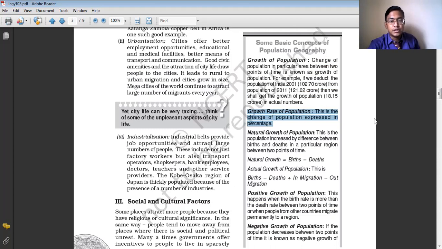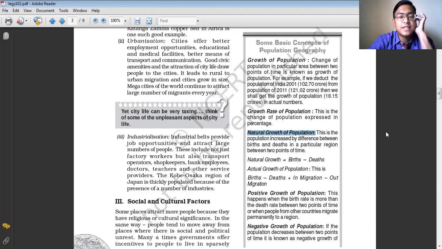Now another question which comes to our mind is that the population is increasing. That means in these 10 years from 2001 to 2011, there is an increase of 18.15 crore people. So why have people increased? What may be the cause of this increase in the population? This increase may have taken place because of natural or induced growth. The population growth may be natural growth of population or it may be induced growth of population.